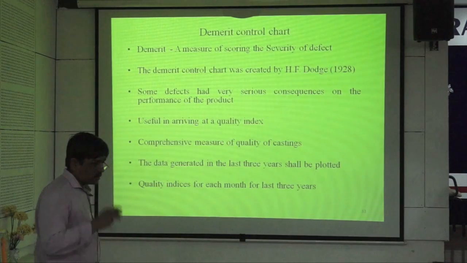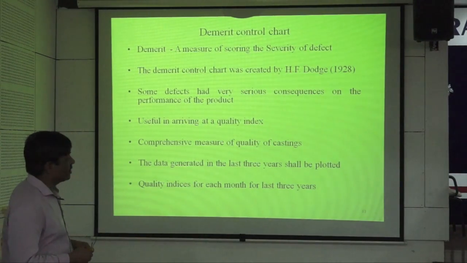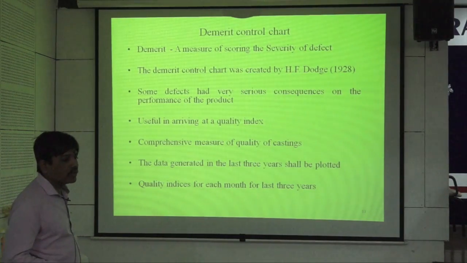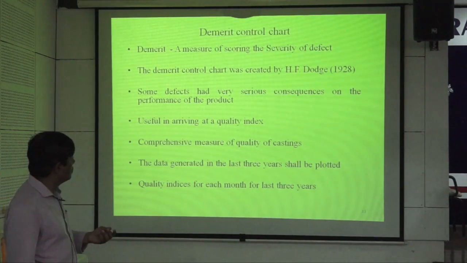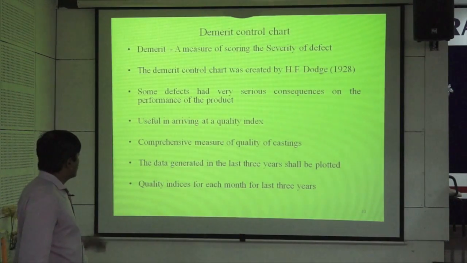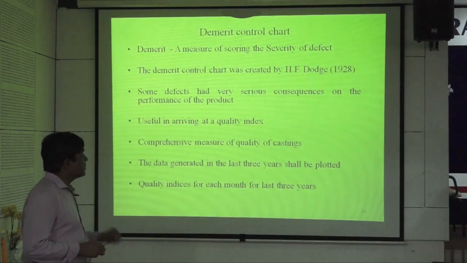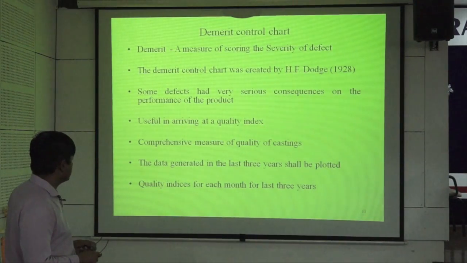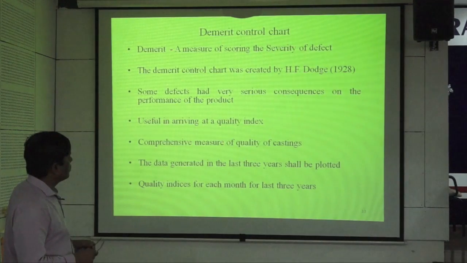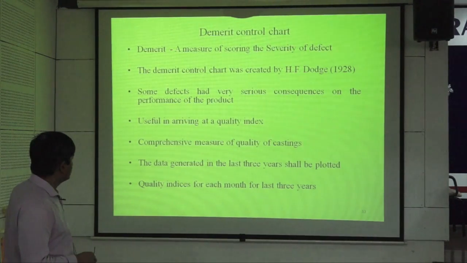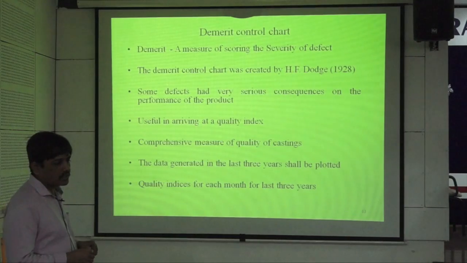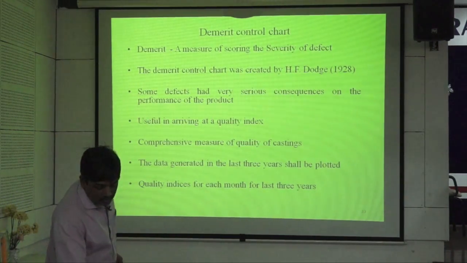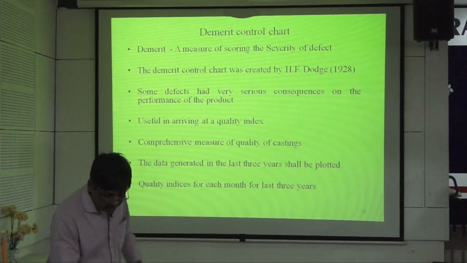Now, the demerit control chart. The first thing we did was to go for this demerit control chart to know the quality of these castings. So what is a demerit? It's a measure of scoring the severity of defects. This chart was introduced by Dodge in 1928. The purpose, as he said, was that some of the defects have very serious consequences on the performance of the products and some do not. Severity differs. So the first step is the demerit control chart.